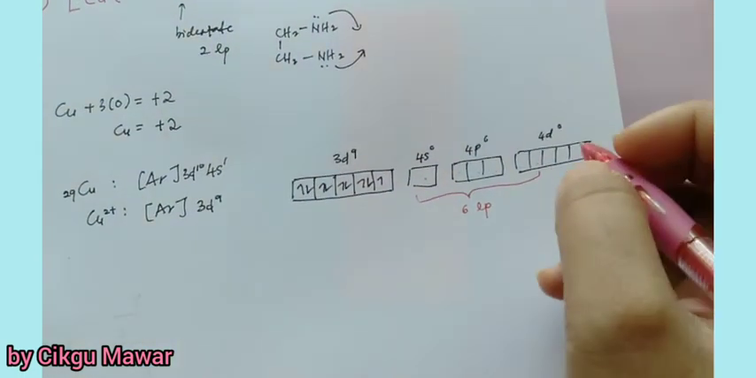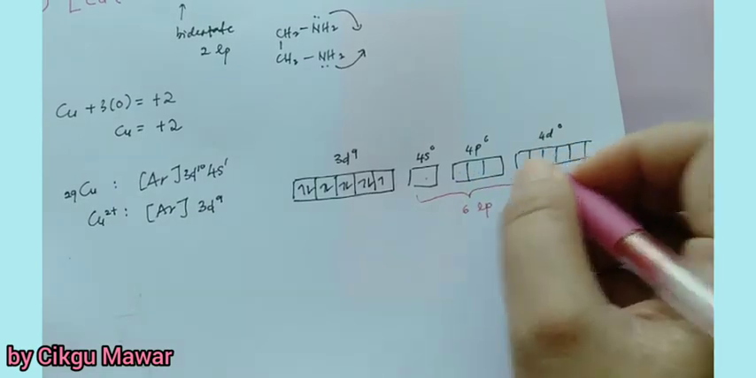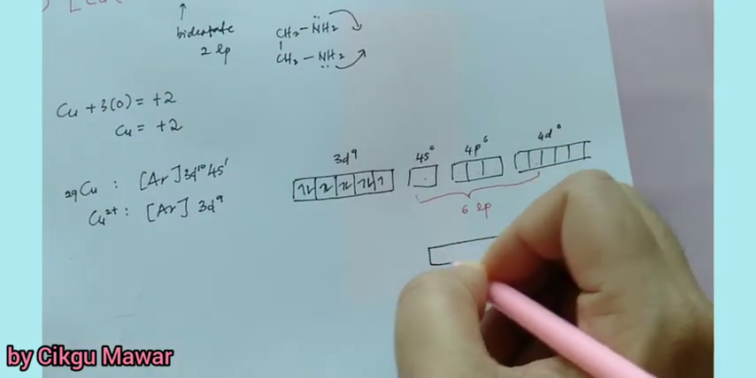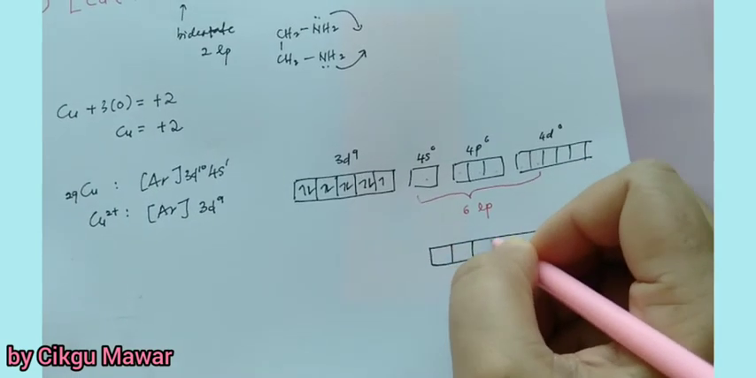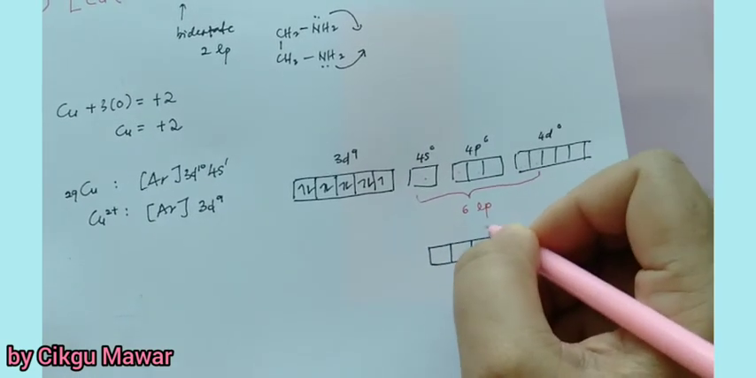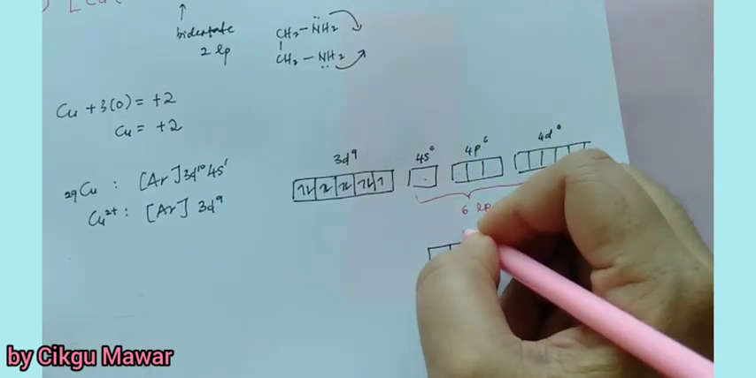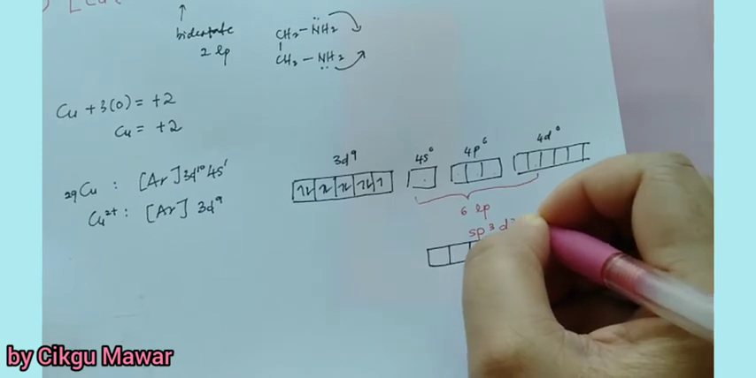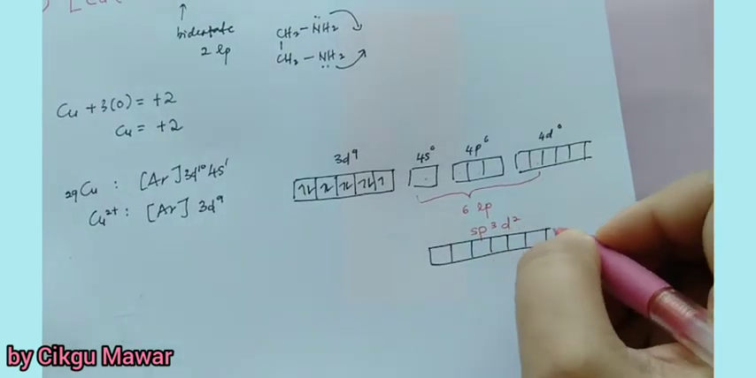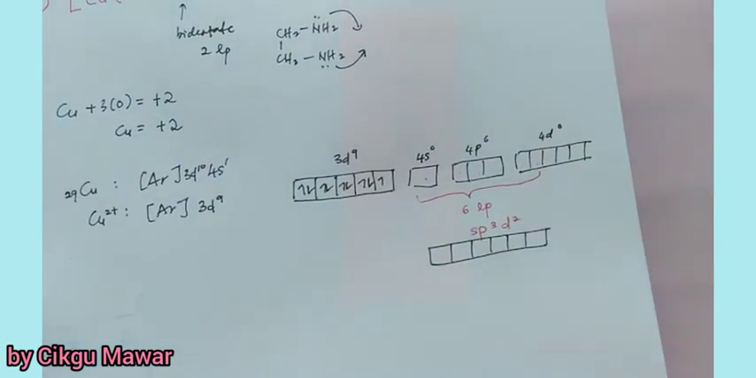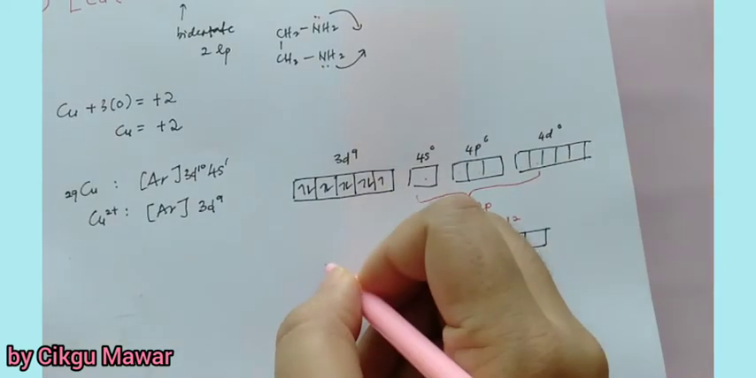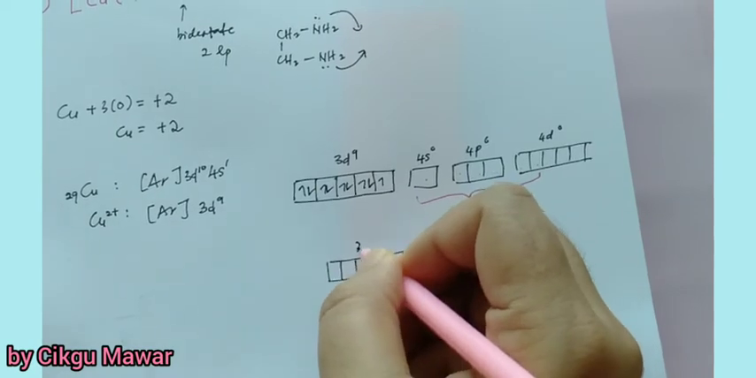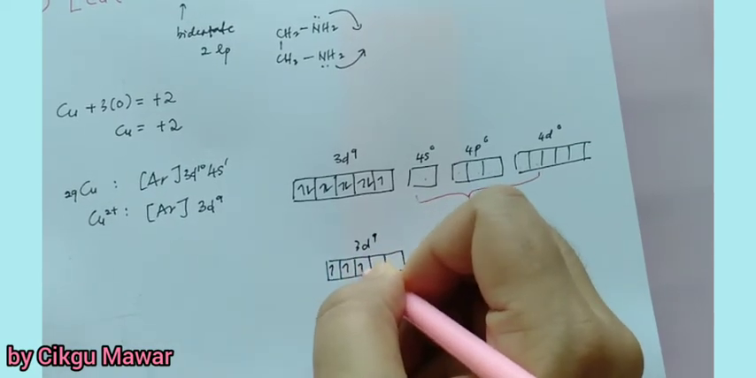So what kind of hybrid orbital forms here? So we have 6, so it has 4s. So we have sp3d2. So sp3d2 hybrid orbital forms. And this one remains, the remaining 3d9.